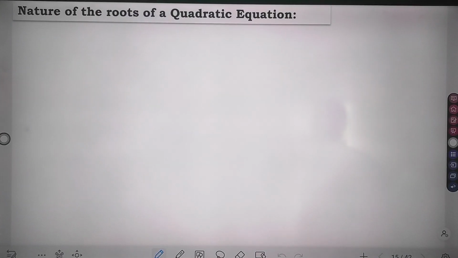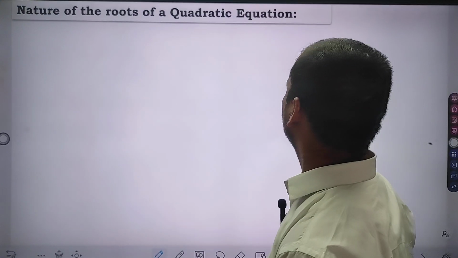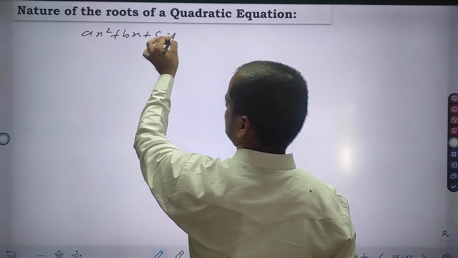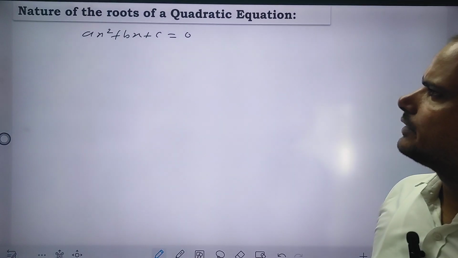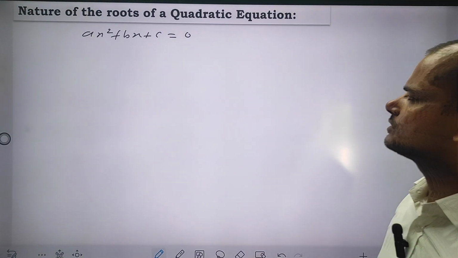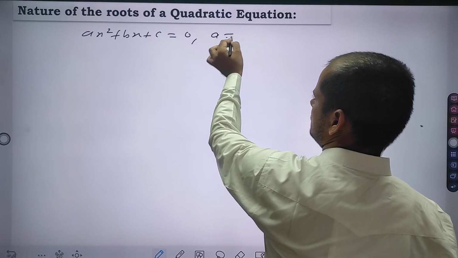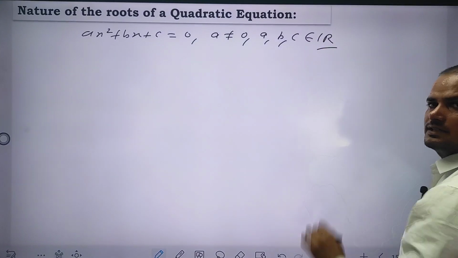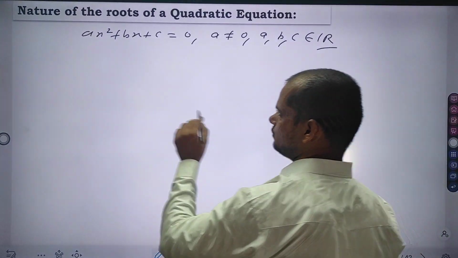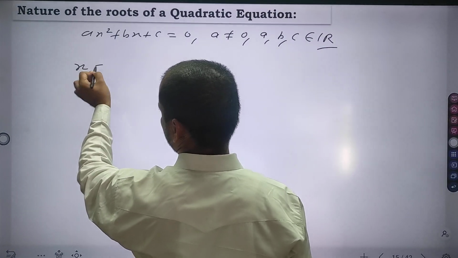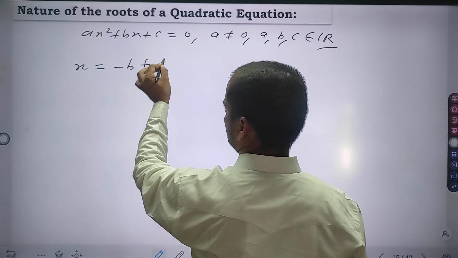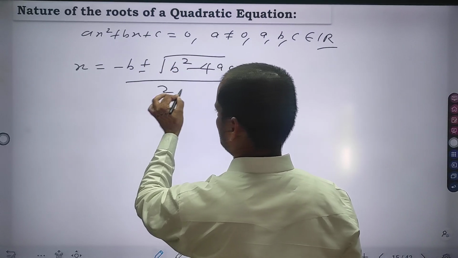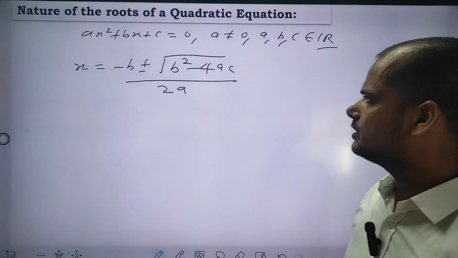Now, nature of the roots. What is the nature of the roots? Let's suppose we have the quadratic equation ax square plus bx plus c equal to 0. This is the general form of the quadratic equation where a is not equal to 0, and a, b and c belong to real numbers. Now, we know the quadratic formula x equal to minus b plus minus root b square minus 4ac upon 2a.